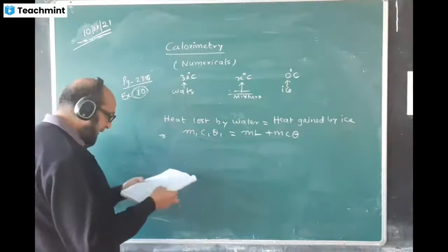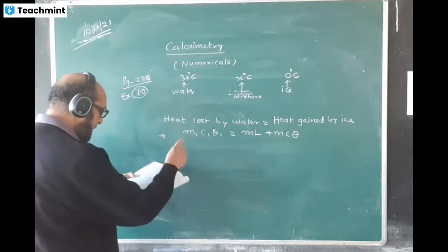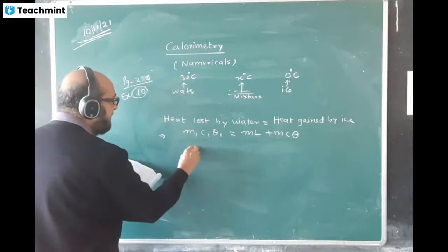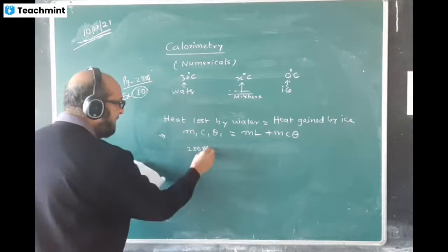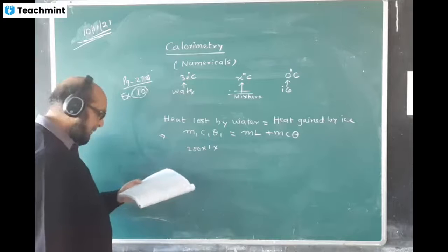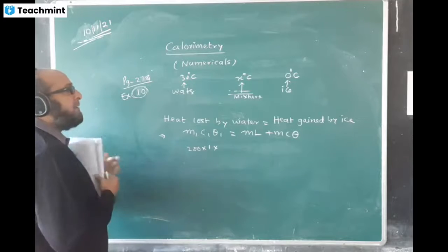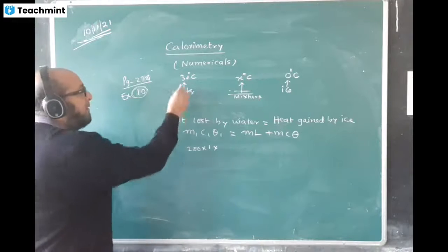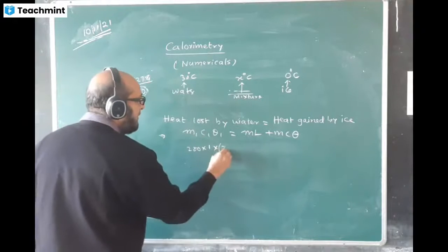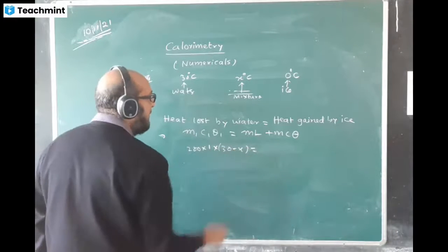Now I put the value on final answer. Mass of water given is 200 grams. C1 value is given, 1 calorie for water. Theta, what is the temperature difference of this water? You do 30 minus X.